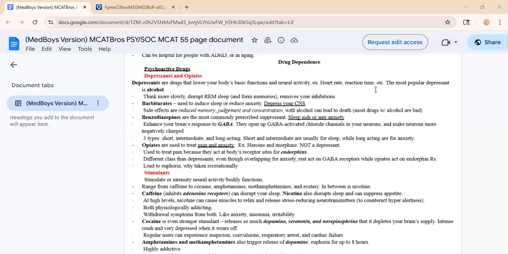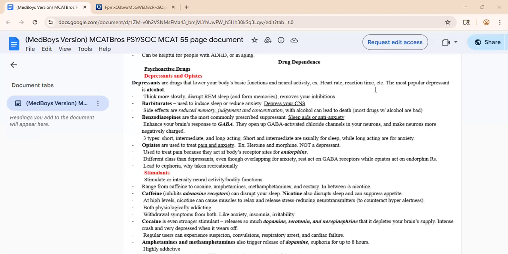Barbiturates induce sleep or reduce anxiety. They depress your CNS. So when it comes down to anxiety, people are constantly thinking, they're anxious. So this drug basically depresses your CNS.